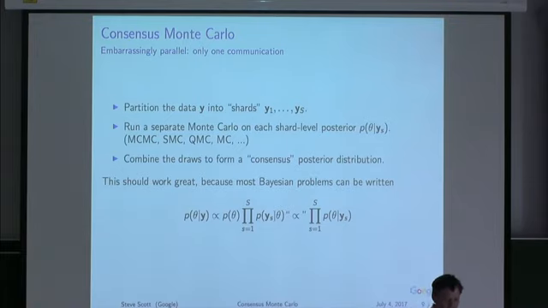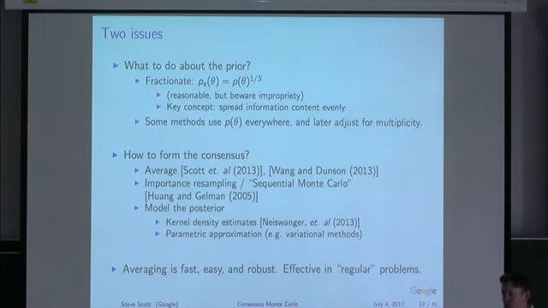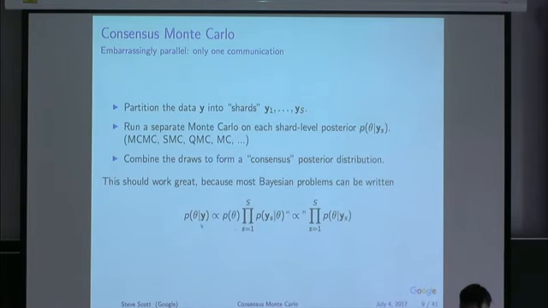So the problem that we have is that the output of a Bayesian Monte Carlo analysis is a bunch of draws from these distributions, and so we have to figure out how to take those draws and combine them, right? There's two issues with this approach. One is I kind of glossed over the fact that we have this prior distribution here, and we somehow need to get a working prior distribution for each of the worker level machines.